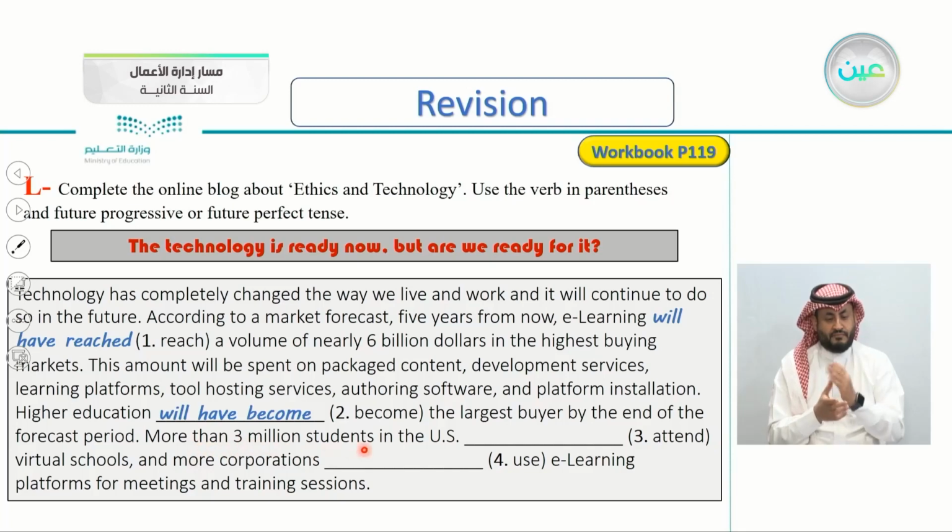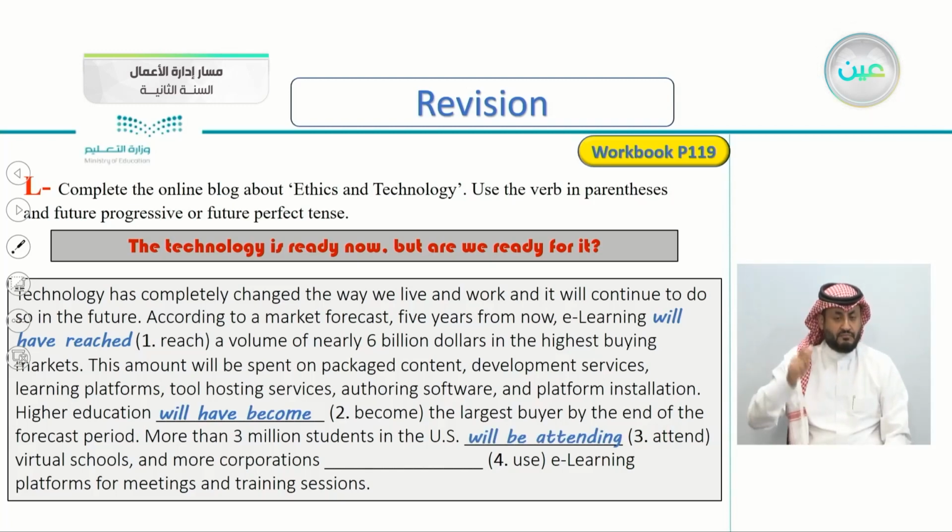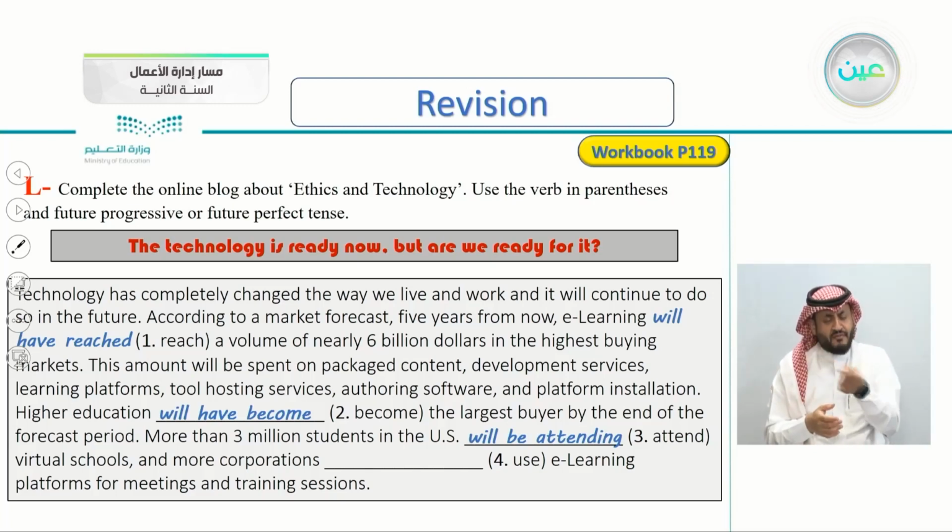More than 3 million students in the US attended virtual schools. So, number 3, more than 3 million students in the US attend virtual schools. So the verb here in number 3 is attend. The correct answer here is will be attending. So we chose here the future progressive, will be attending virtual schools, because we're talking about something that will be in progress in the future.